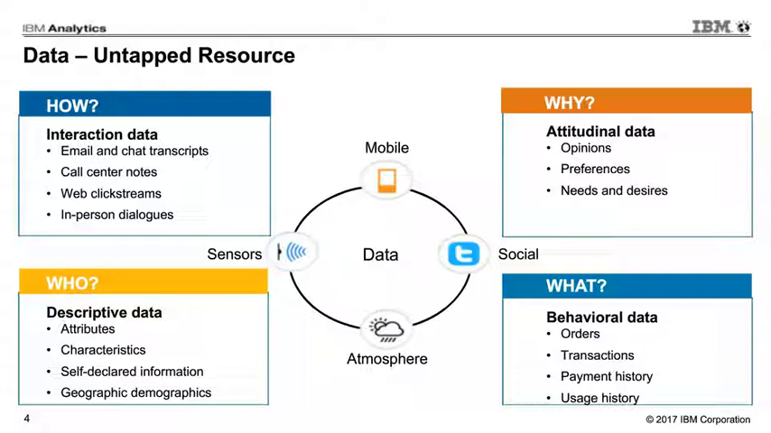Now, at the same time, if you look at attitudinal data, which is very important because you have to know what are the opinions that the customers are going to have, what are the preferences that they're going to have, what are the needs and desires. And obviously, we do have tons of data about behavioral data. If we have existing customers, we know exactly their orders, their transactions, their payment history, their usage history. There's tons of data about the customers. Now, great. So we have so much data, right? Interaction data, attitudinal data, and we have descriptive data, we have behavioral data.